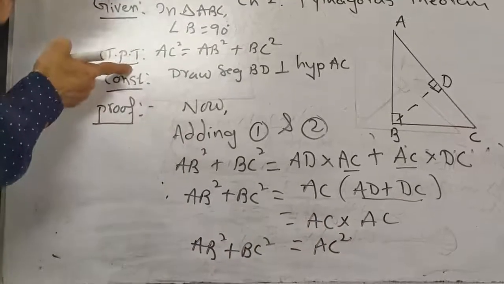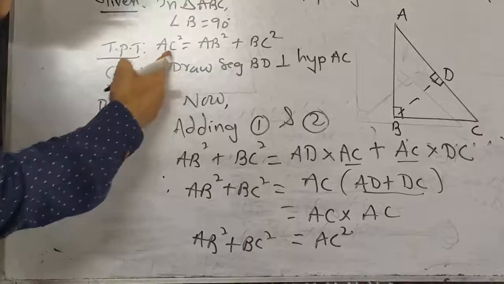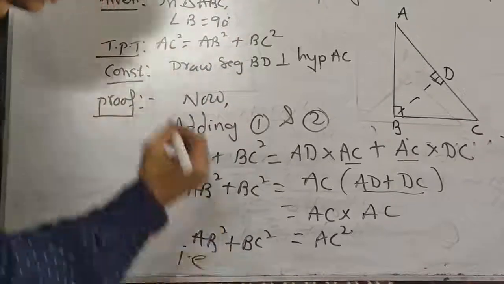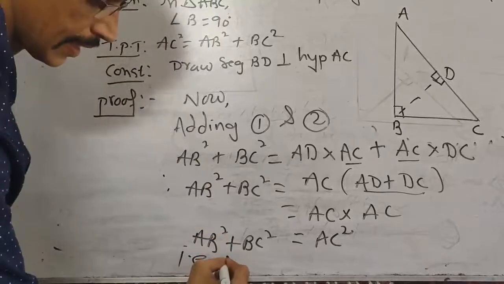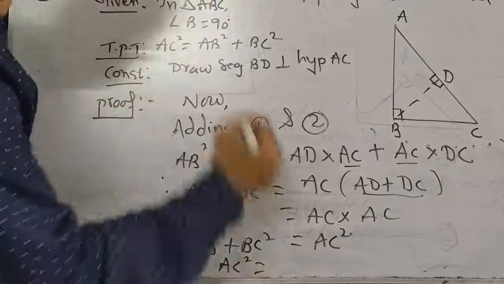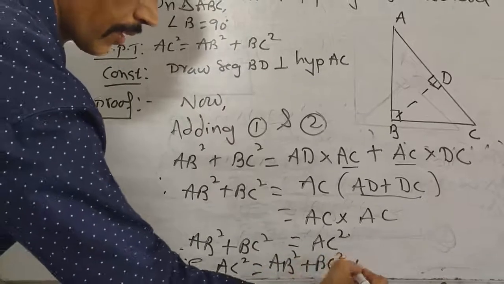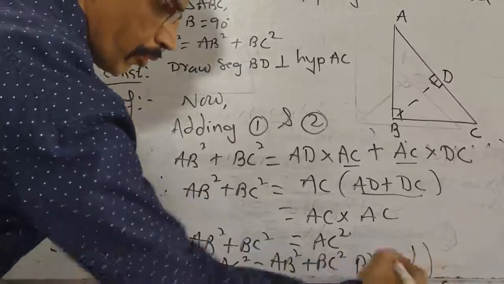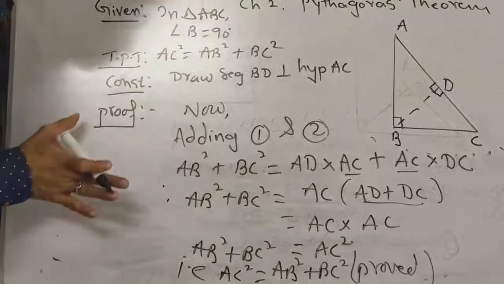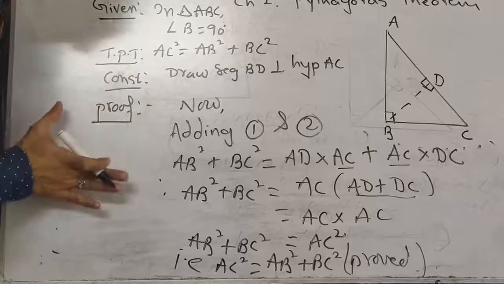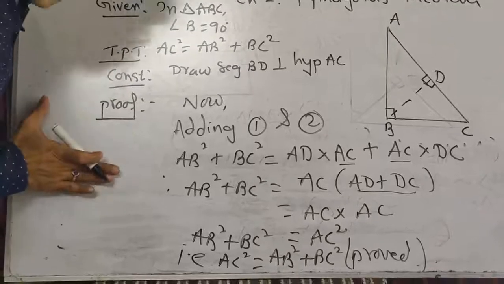So here we got the answer. AC square is equal to AB square plus BC square. We will write it as it is. Proved. So this theorem is now proved. This is a very easy theorem and a very important theorem for the board exam.